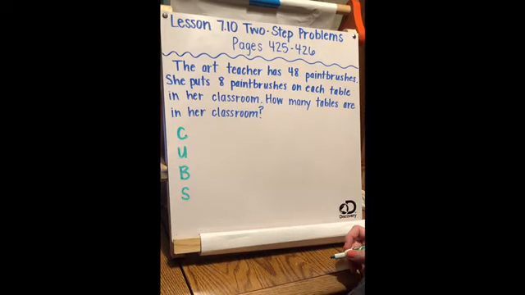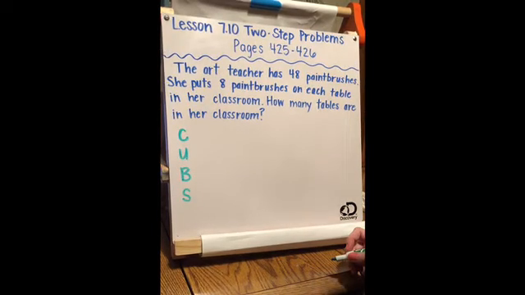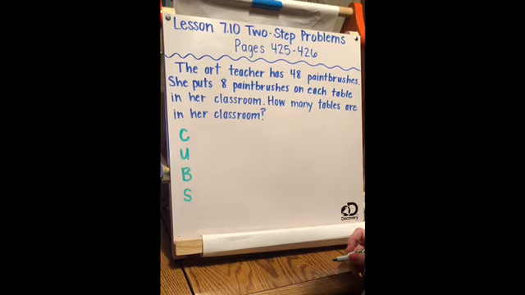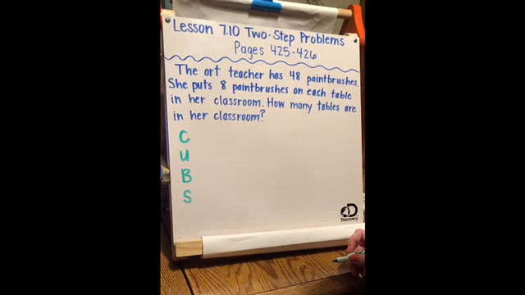Hi kiddos, today's lesson is 7.10, two-step problems on pages 425 and 426. So you are going to be reading a lot of word problems, so you need to think about what strategies I have taught you when you come to a word problem. The first thing that you need to do is just read the word problem the whole way through.